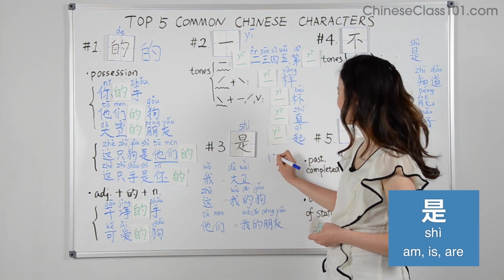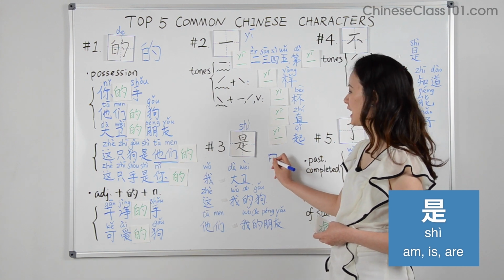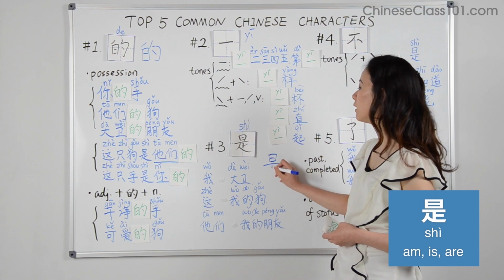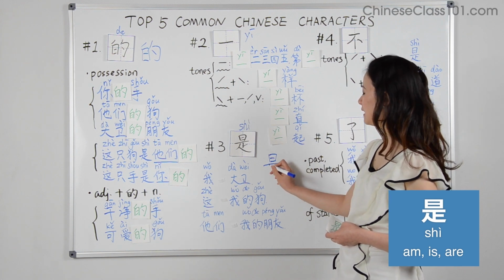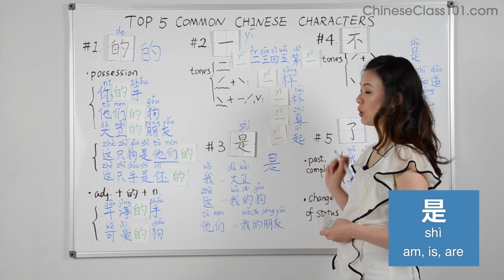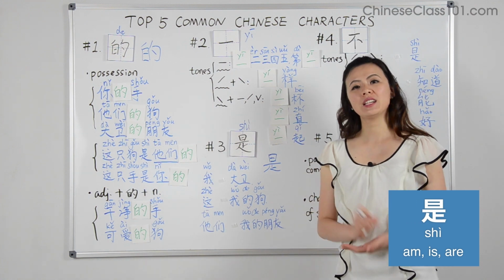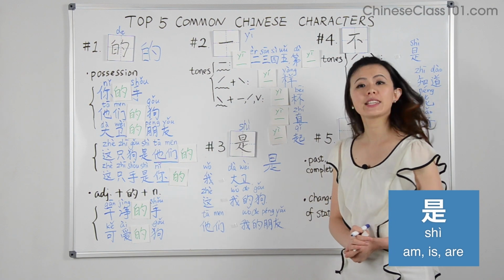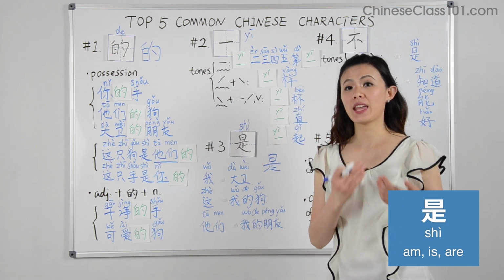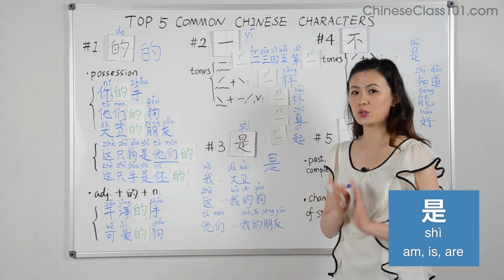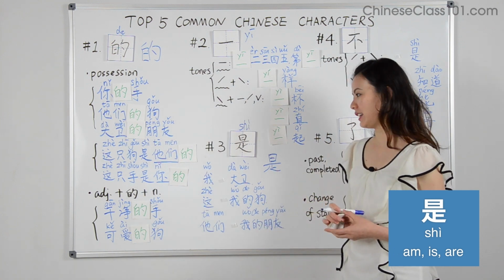一 2 3 4 5 6 7 8 9. So it has 9 strokes. 是 Depending on context, 是 can be translated as am, is, or are. So they're all the same. To be is the same word in Chinese.